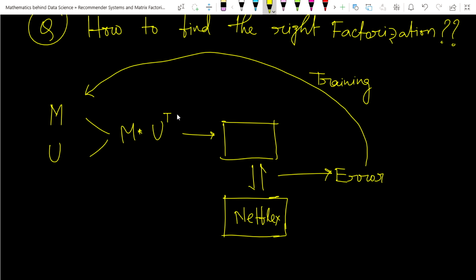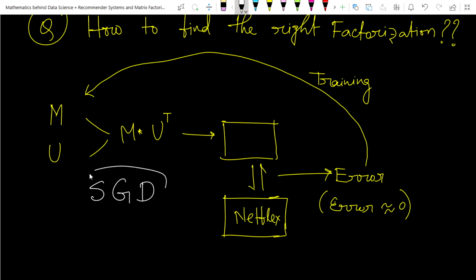Until we get sufficient satisfaction, meaning close enough, when this error is approximately equal to 0. This is an iterative process, and it is actually called the stochastic gradient descent technique. If you have any problem, please go to the optimization chapter. These things are called stochastic gradient descent.